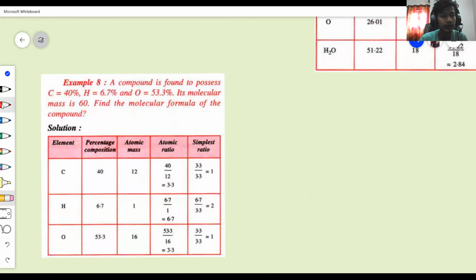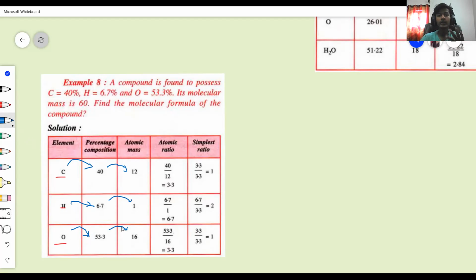In the first column, we'll write the name of the element, carbon. In the next, we write the percentage composition, right? The percentage composition of carbon is given as 40, of hydrogen 6.7, and of oxygen 53.3, right? In the next column, we write the atomic mass. Atomic mass of carbon is C-12, therefore it's 12. Of H is H-1, therefore it's 1. And of O is O-16, therefore 16.